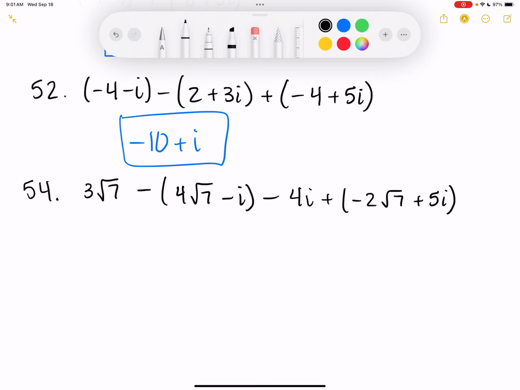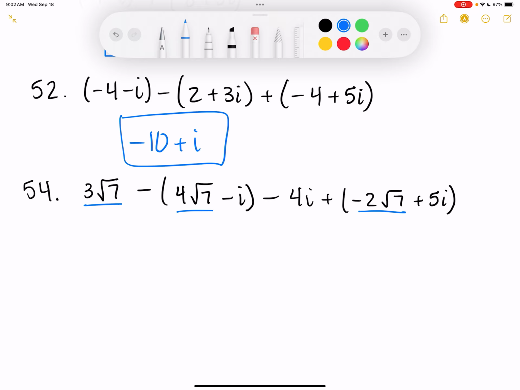So remember, with adding radicals and stuff like this, I can only add them if they have the same radical and I don't add what's inside. I'm only adding what's in front. So when I do this one, I'm going to be combining these things together, but I've got to be mindful of the sign that's in front of them. So 3 root 7 minus 4 root 7 would be what?